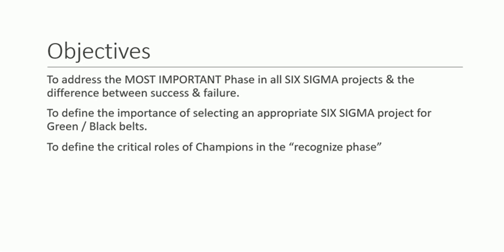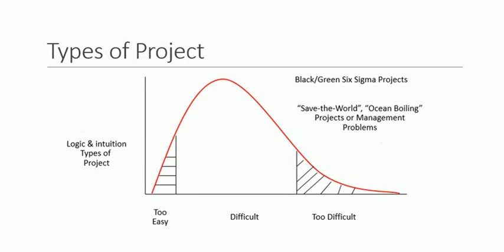Also, it will define the critical role of champions in the recognize phase, and it will help you to further understand which projects are categorized according to which level. There are currently three types of projects in Six Sigma. One is too easy, the middle is difficult, and then there is the too difficult kind of project. The too difficult kind of projects are for Six Sigma black belt and master black belt, and are also called the Save the World, ocean boiling projects, or management problems.